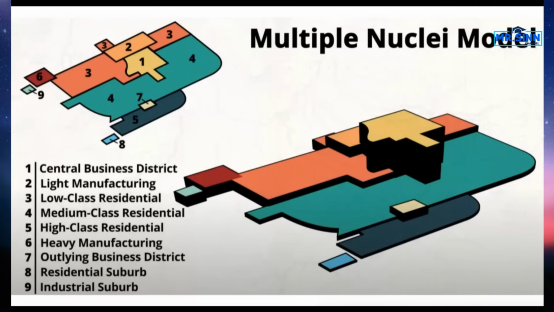Our next one is the multiple nuclei model. So this one here, we have our main CBD, but we have multiple nodes. Think of it that way, not CBDs, nodes. These center points. And generally what's happening is people who work in these areas are going to gravitate around them. So each node here is actually going to attract and push away different individuals.